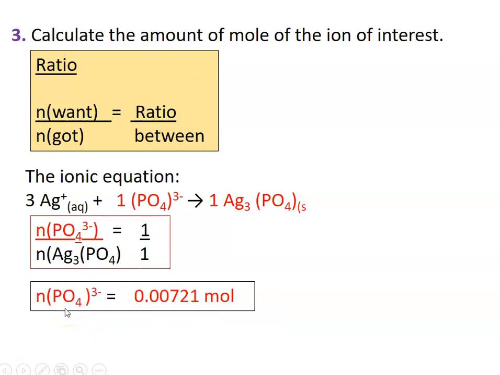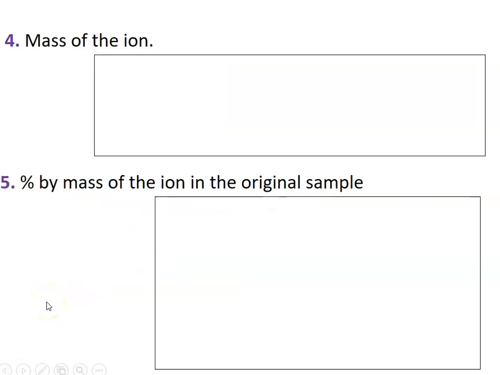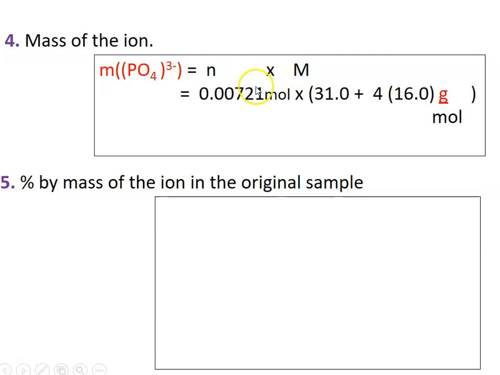So that 0.00721 that we worked out before is the number of moles of phosphate. Okay, so now we've gone from this to this, and we can work out the mass of just phosphate. So the mass is the moles multiplied by the molar mass of phosphate. M equals n times M on this.